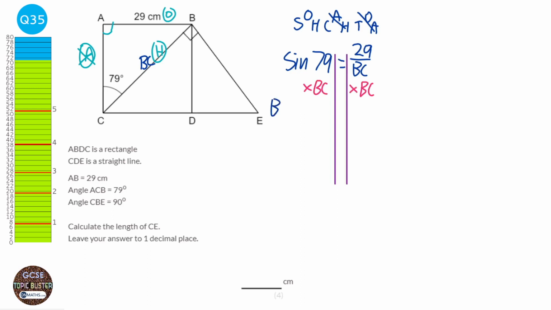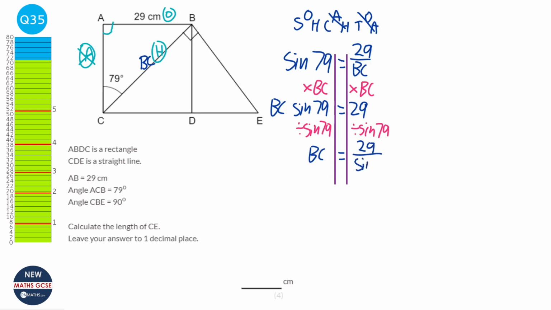So we end up with BC sine 79 equals 29, and we're just going to divide both sides by sine 79. Just a bit of rearranging. So BC will be 29 over sine 79. And when you do that on the calculator, you get 29.542, blah, blah, blah.